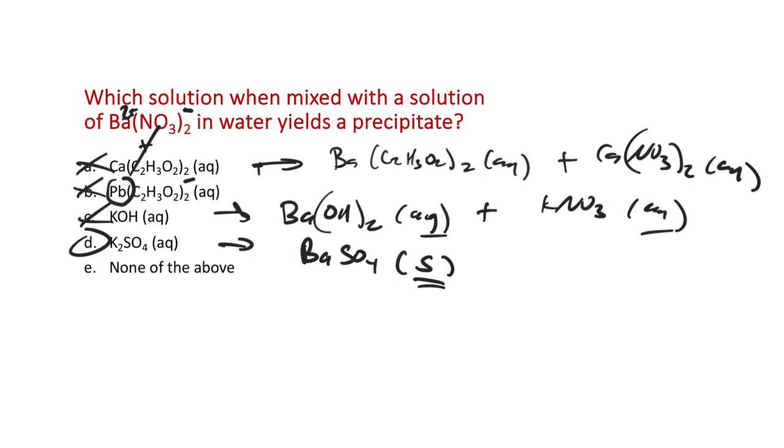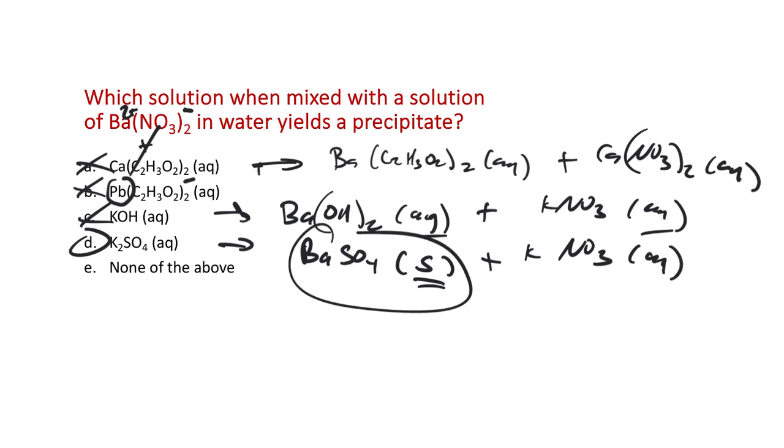But for barium sulfate, the byproduct here would be KNO3, aq. And so this is our solid precipitate. So D works as the precipitating agent. So we can say, for example, you can precipitate barium ions with K2SO4, or you can precipitate barium with sulfate ion. So we're just doing this precipitation reaction of barium.